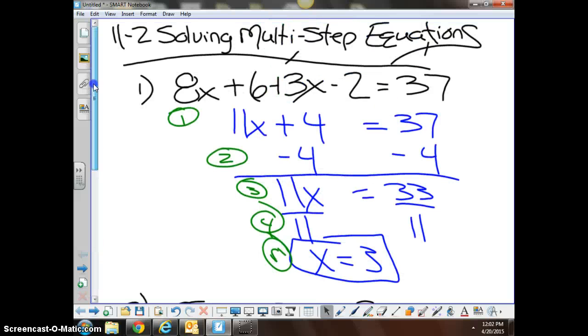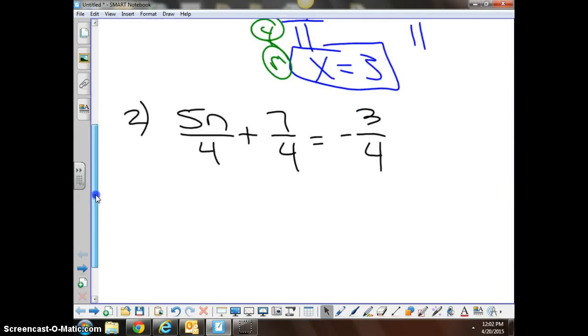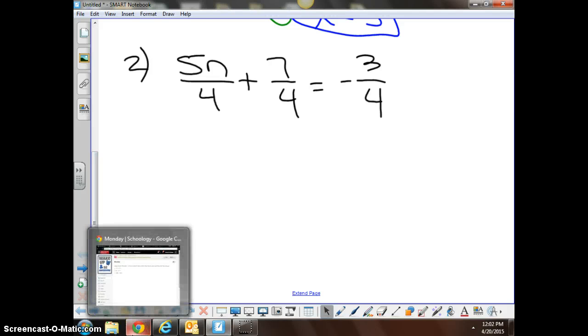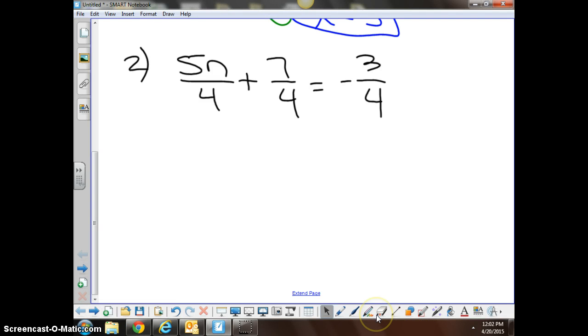We are working on 11-2, solving multi-step equations. We've already done a problem. Here's our second problem. We have fractions: 5n over 4 plus 7/4 equals negative 3/4. What is your first step in solving this problem? What is the first thing, Ben, that you're going to do to solve this?